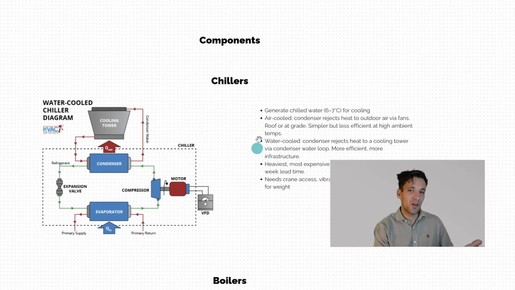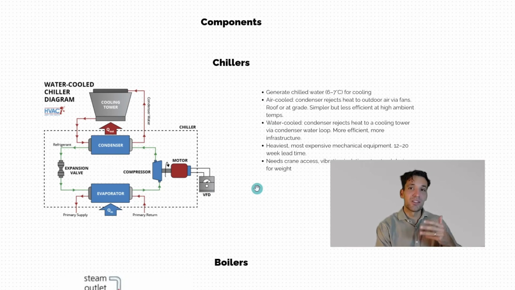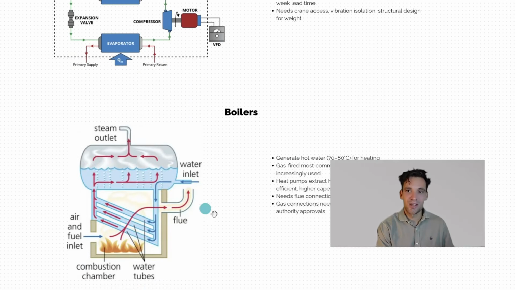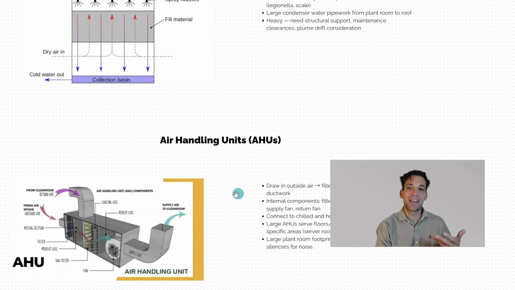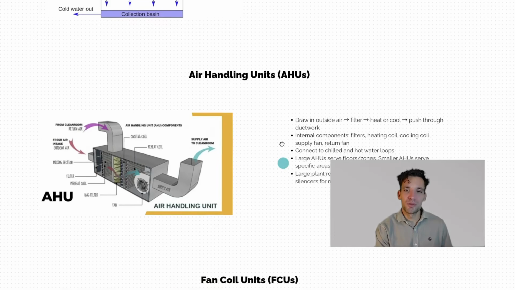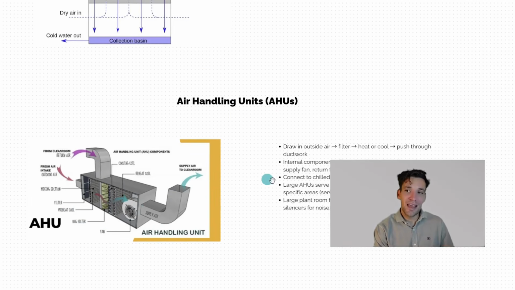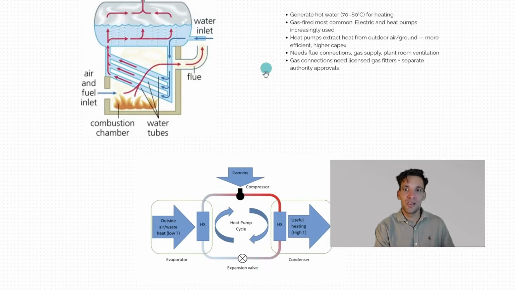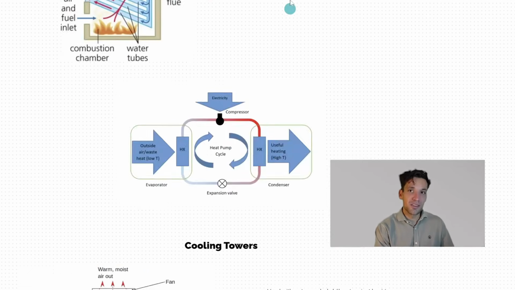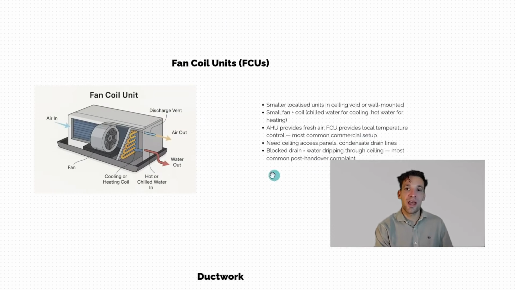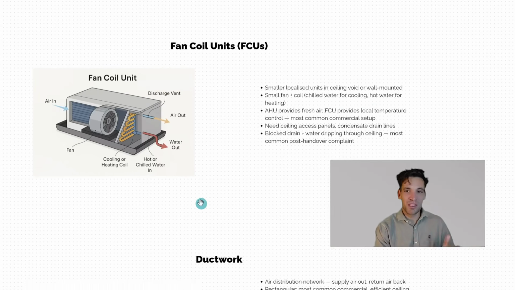So these are the things that generate or cool air, and we have chillers that cool things, we've got boilers that heat things, and we've got cooling towers and air handling units that do a combination of both. Most large commercial buildings will have large air handling units that can be used as both heaters and coolers, but some buildings may have specific boilers or chillers as standalone systems. We also have fan coil units, which can be thought of as smaller, localized heaters or coolers.